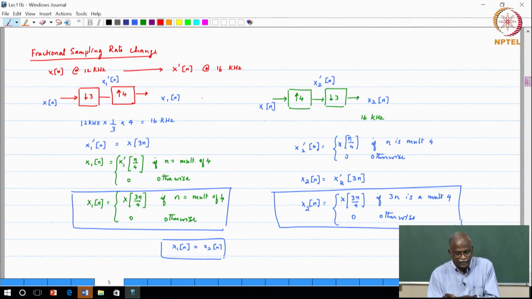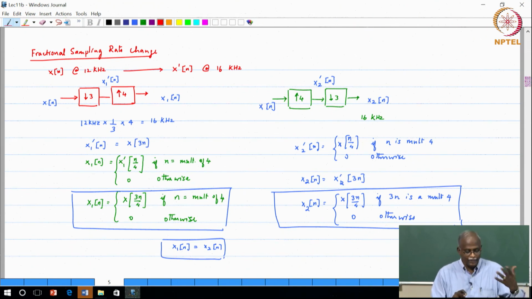In this particular case, x1 of n strictly does not satisfy the sampling rate change, because it has the correct sampling rate, but spectrally is not correct. So, how do you get the spectral correctness, or how do you get the same input continuous time signal sampled at one frequency translated into the same continuous time signal at a different frequency? That is possible if you associate the filtering with each of those steps.